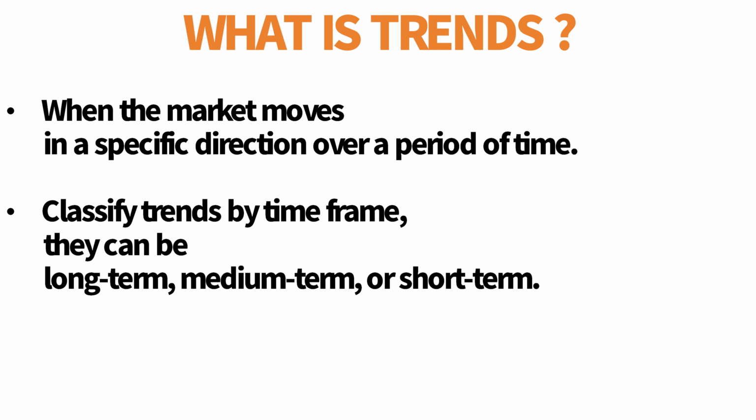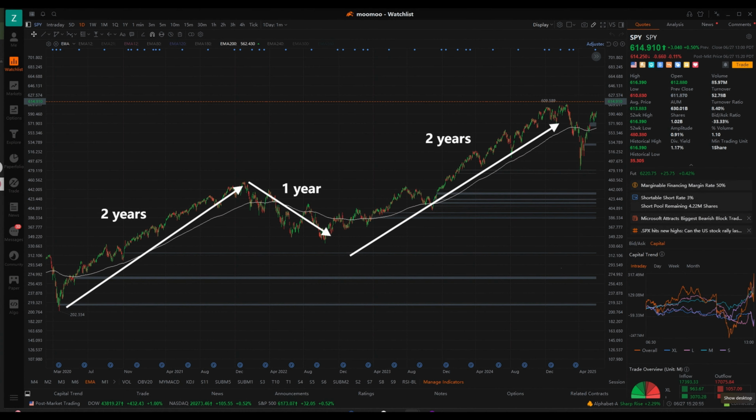First, let's look at what a trend is. Simply put, it's when the market moves in a specific direction over a period of time. Take a look at this chart. It's the index over the past 5 years. You'll notice two major trends. During that period, the first 2 years were an uptrend, followed by a clear downtrend for about a year.